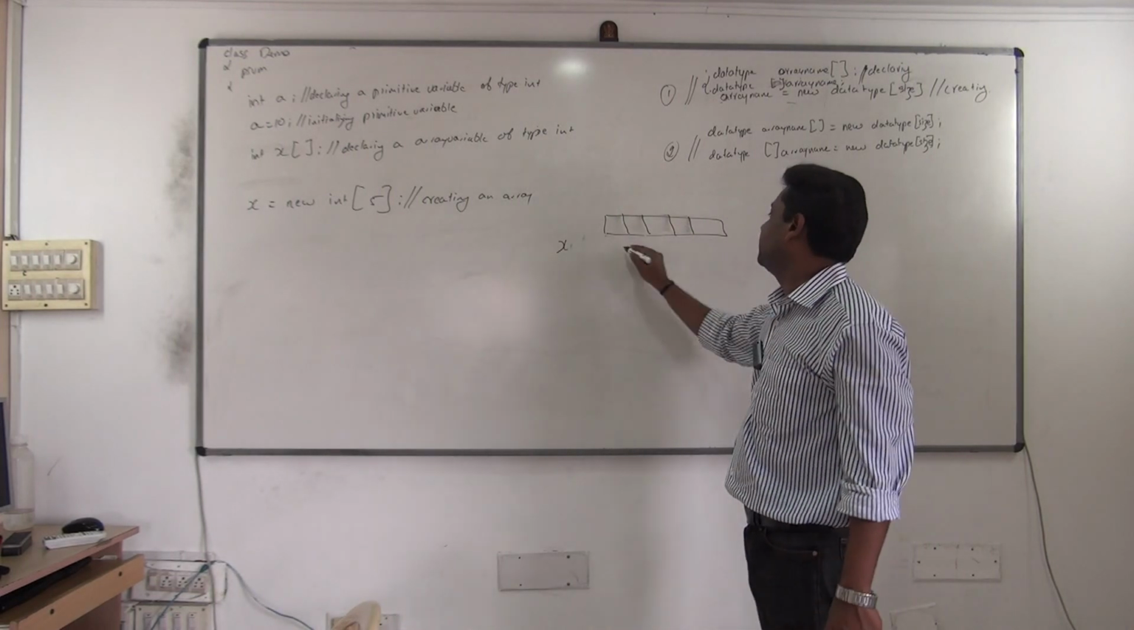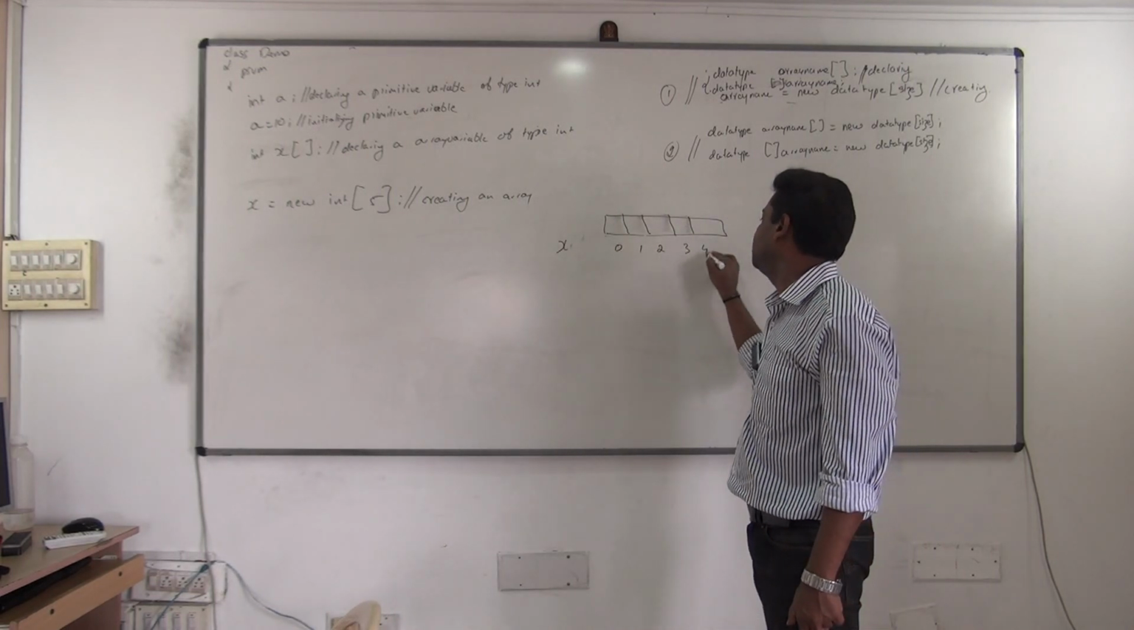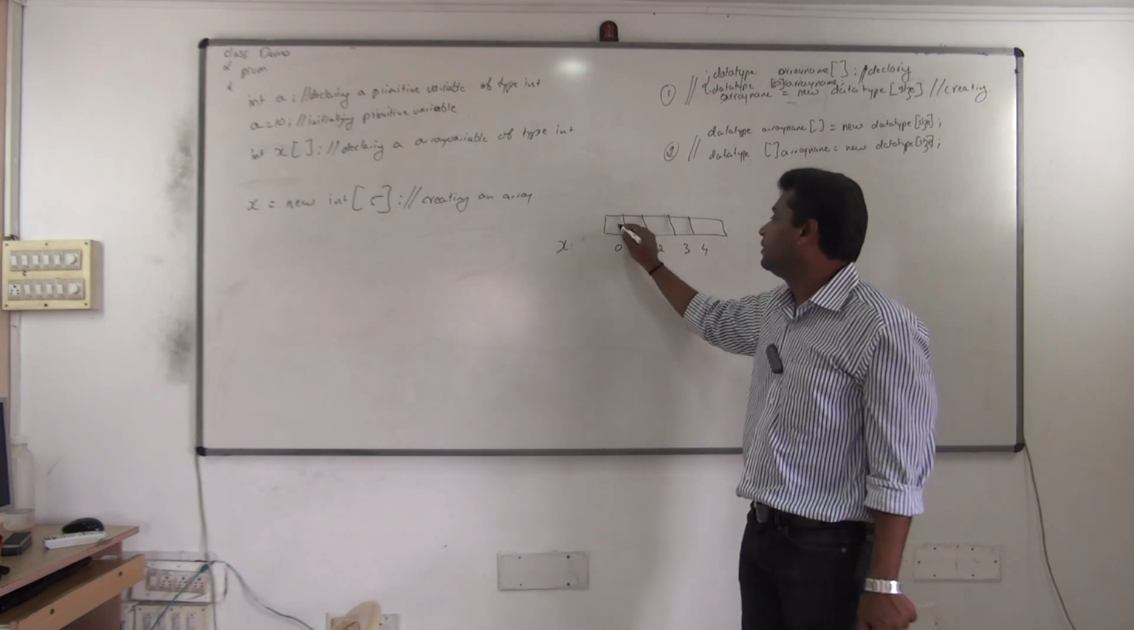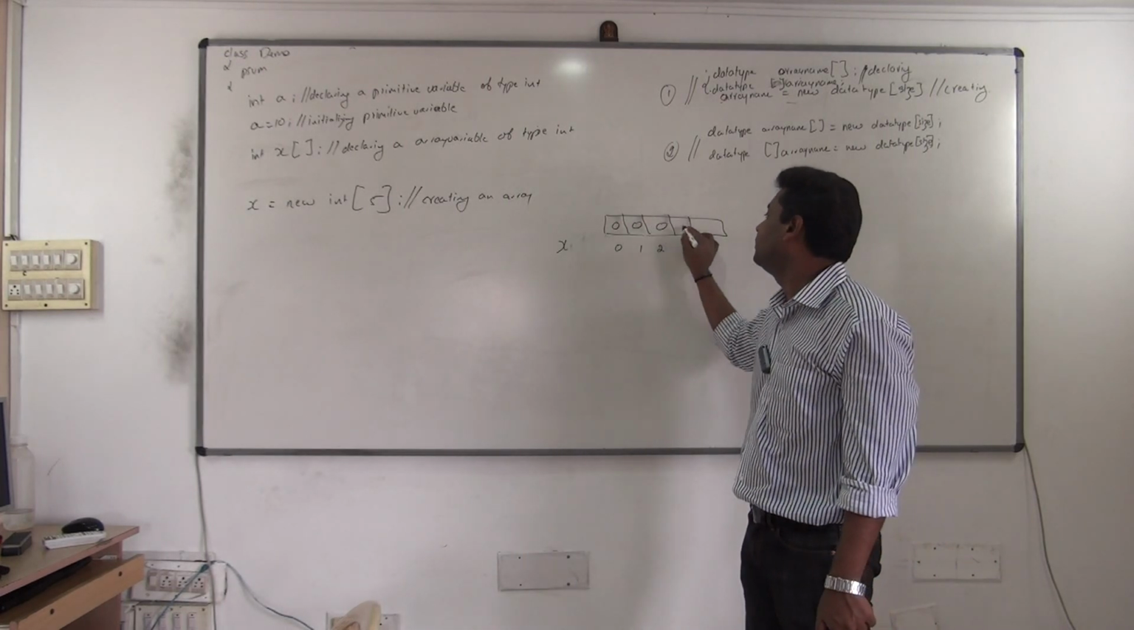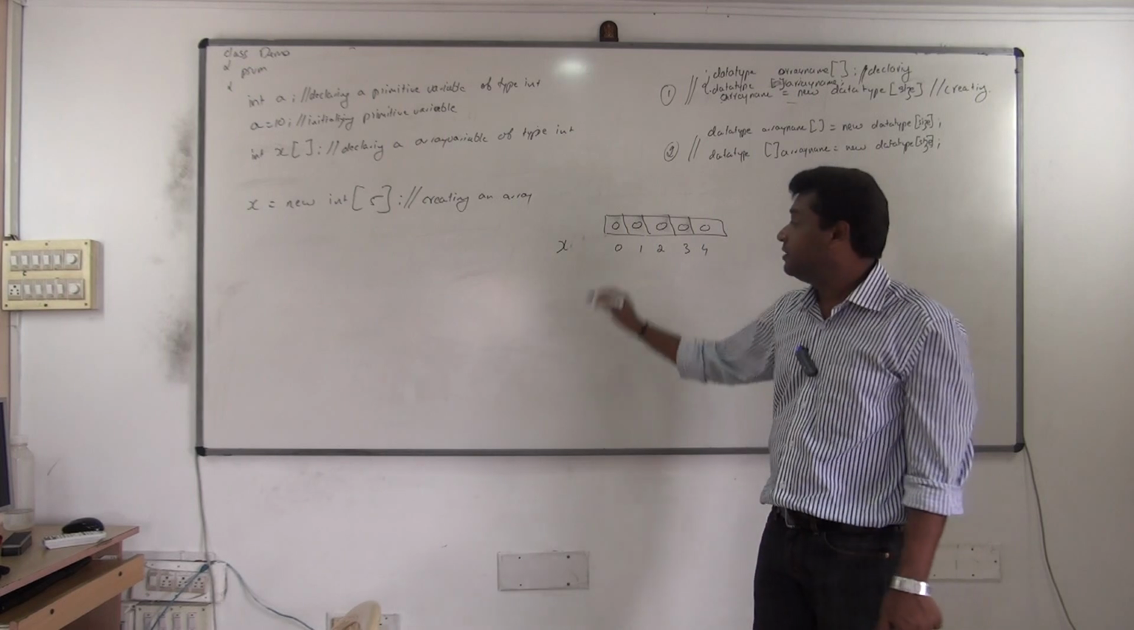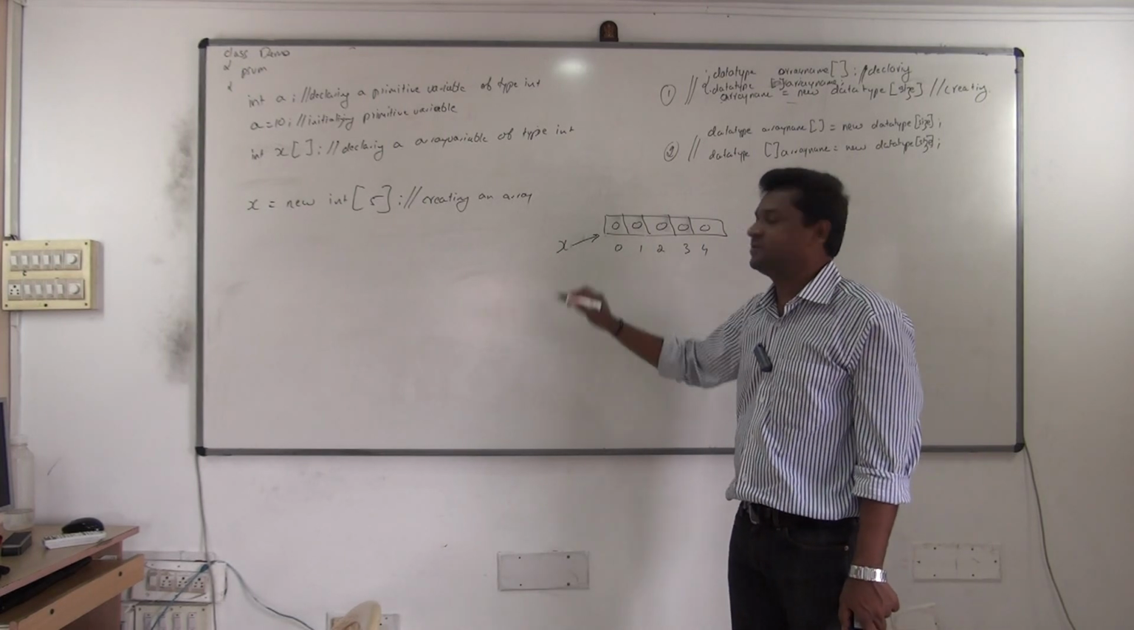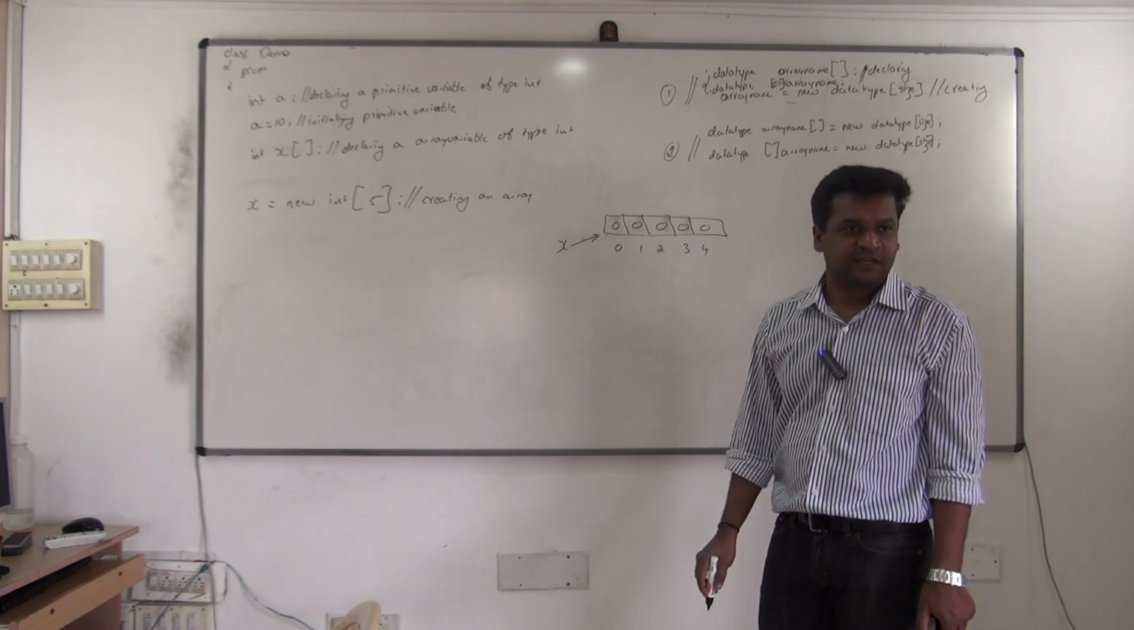Okay, 5 spaces will be there. Index starts from 0 only. Same story, there is no change. And totally, the default values in this array would be 0, and the address of this array is now given to x. That's all that has happened.